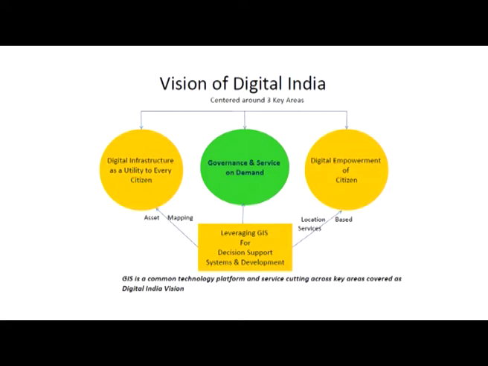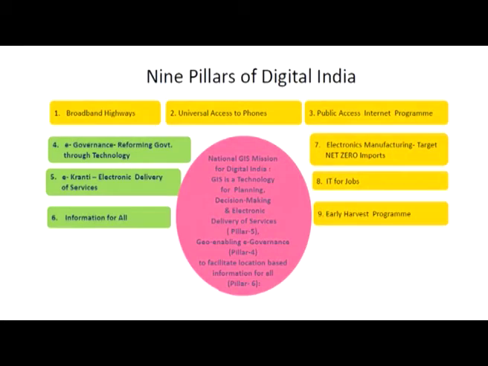The vision of Digital India, we can say, is centered around 3 key areas: digital infrastructure, governance and services, and digital empowerment of citizens, and these are all leveraging GIS for decision support systems and development. So all the 3 main pillars are brought together with a common base on GIS, the geographical information system. That is what we have to understand. If we slightly broaden that, there are 9 pillars of Digital India, and everything has a GIS link. There are the broadband highways, information to all, like that there are 9 pillars, and the major role is played by the National GIS Mission, or the National GIS project.